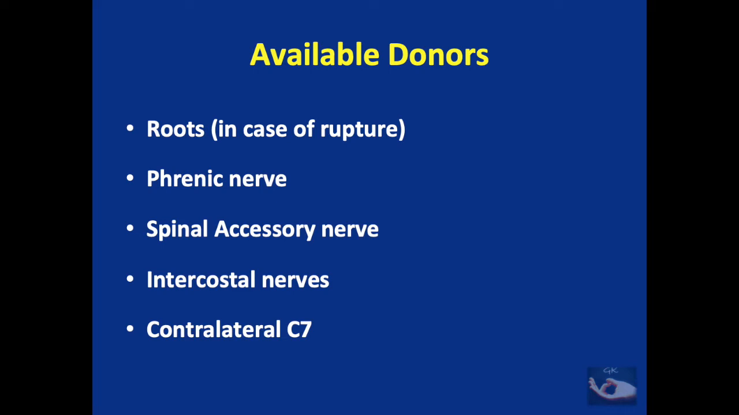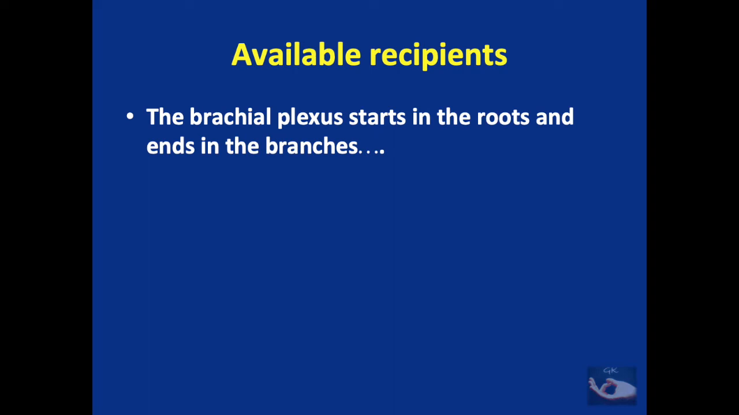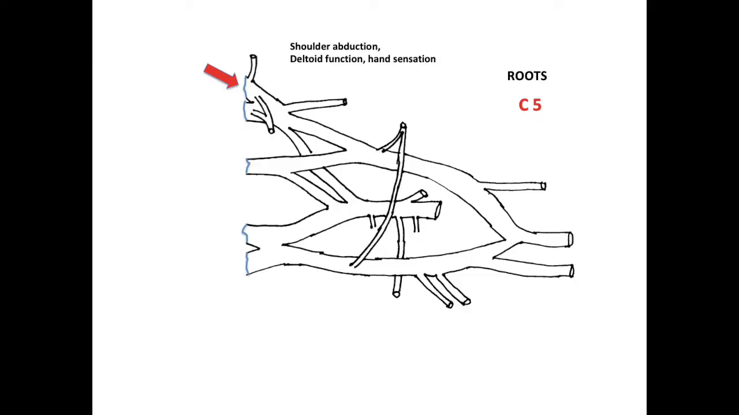When we have so many donors available, we need to put these donors onto recipients to get the resultant function. How do we choose the available recipients? We all know that the brachial plexus starts in the roots and ends in the branches. So the nerves that we are going to use for transfer can be used to any part of this complete system. So how do we decide where to put in the donors? It all depends on what you want to achieve.